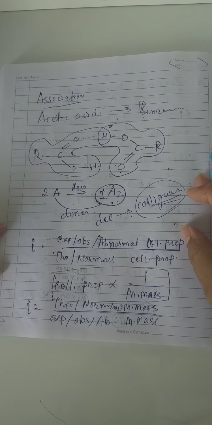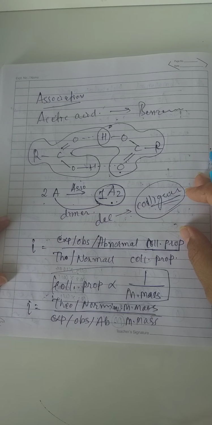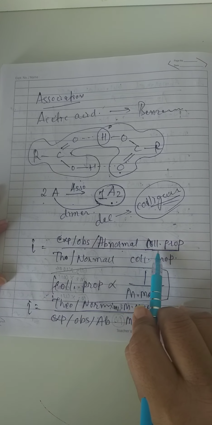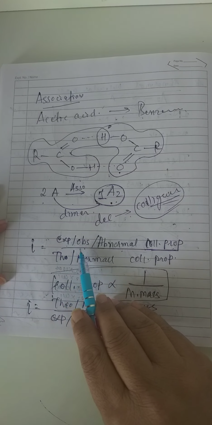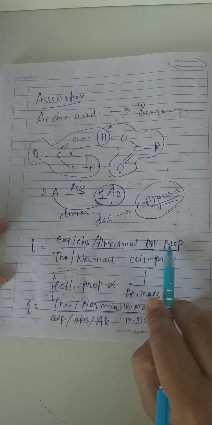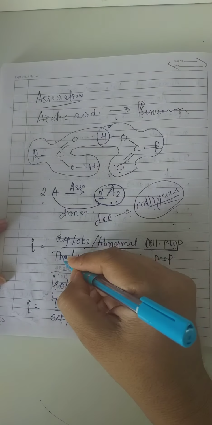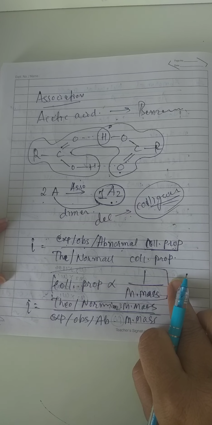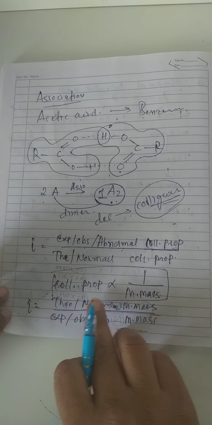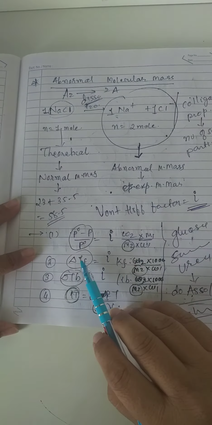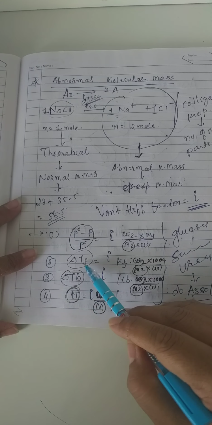Now what is the formula given by van't Hoff factor i? That is experimental, observed, abnormal colligative properties. Experimental, observed and abnormal all mean the same, upon theoretical, normal colligative properties. So now we know that colligative property is inversely proportional to the molecular mass. How? See here. Now we know all 4 colligative properties.